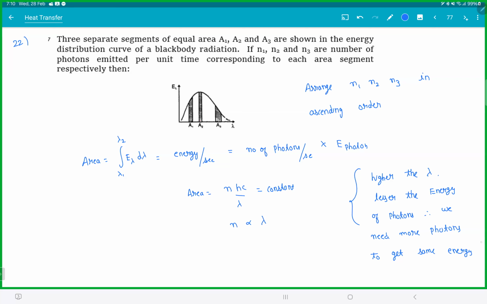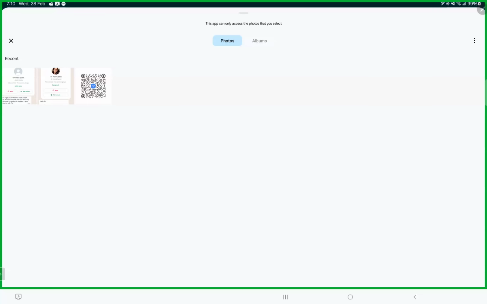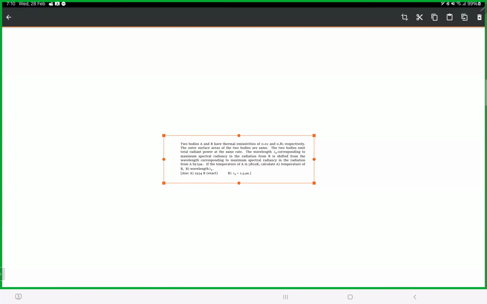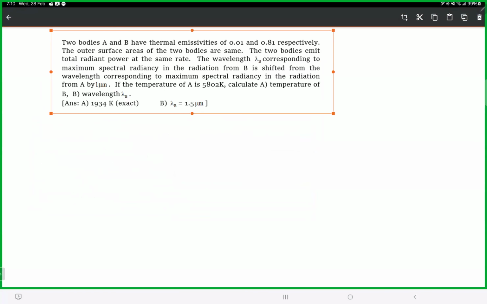So who has more wavelength? 3, isn't it? So N3 is greater than N2, greater than N1. Clear, everyone? Easy? Everyone got this? Let's see one more.